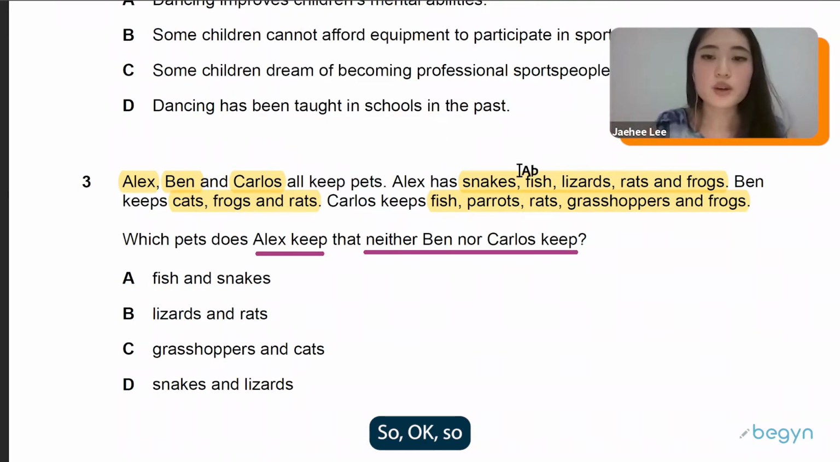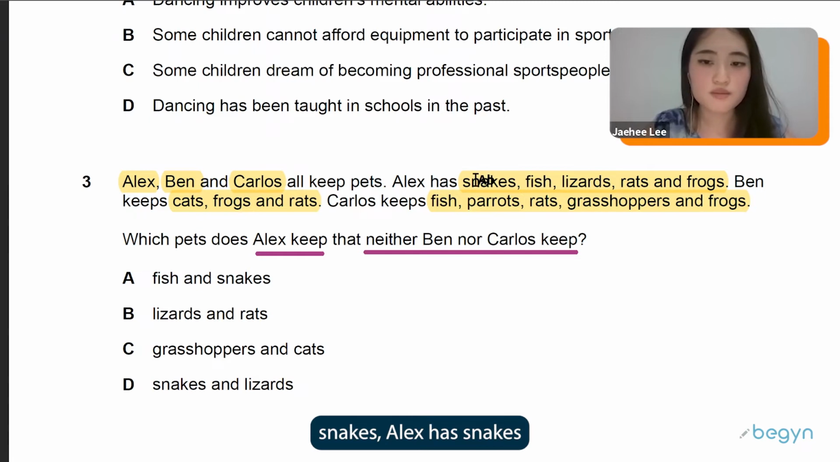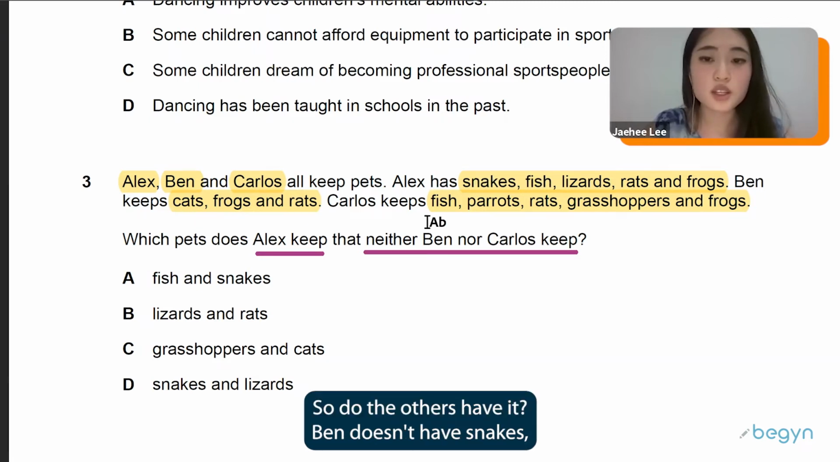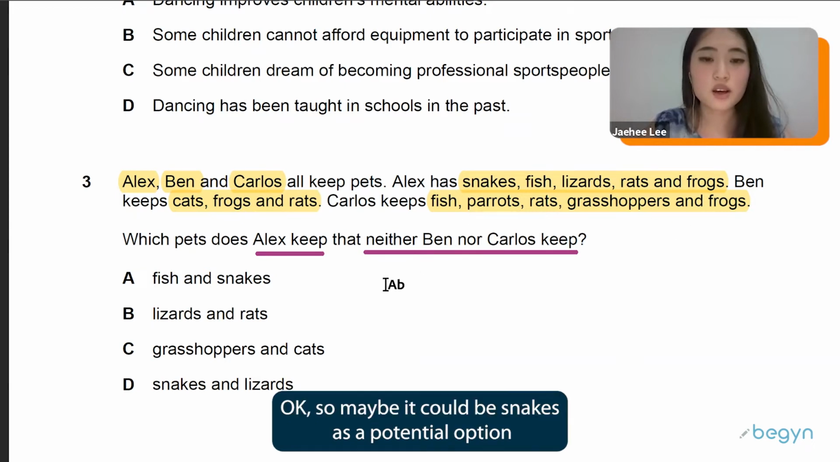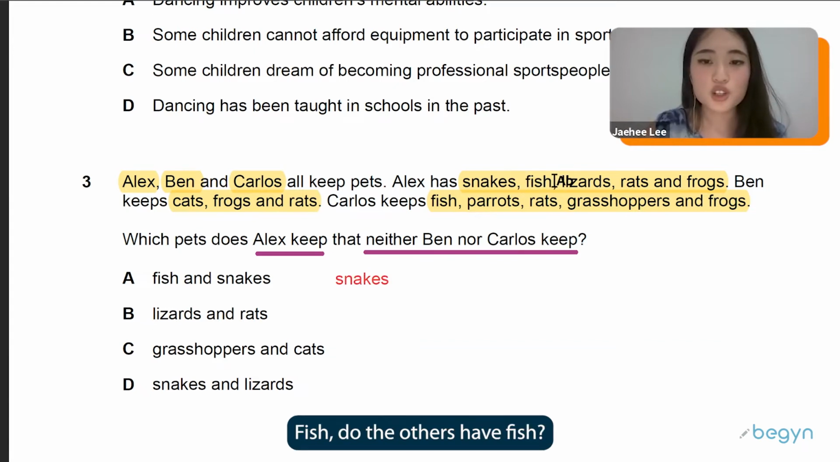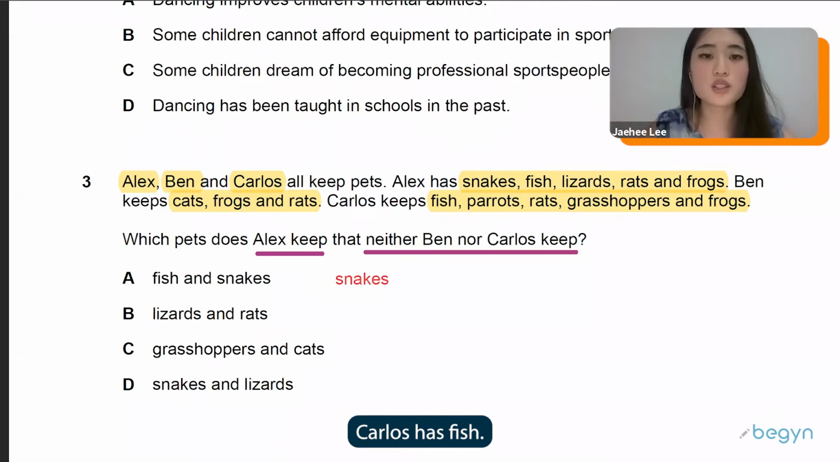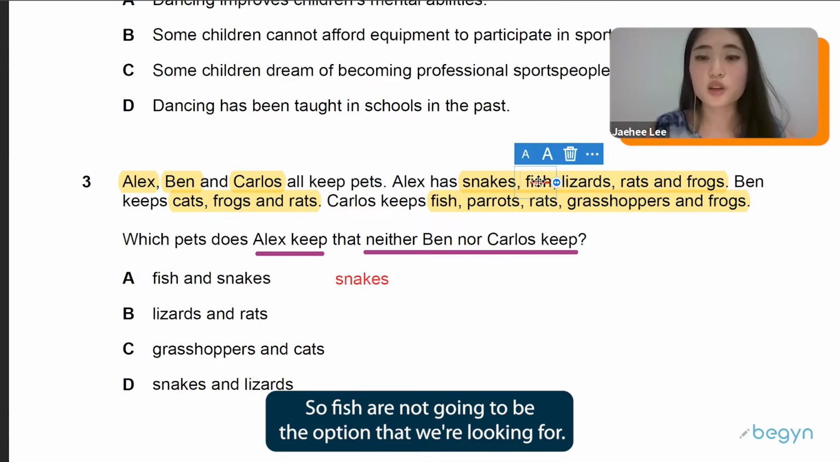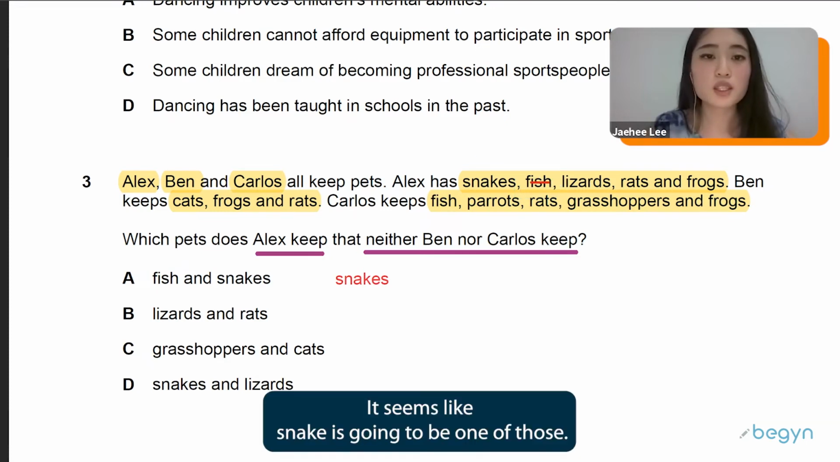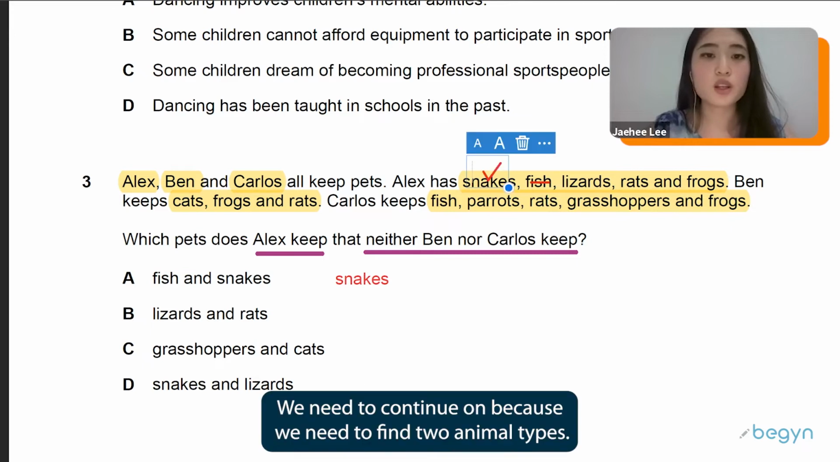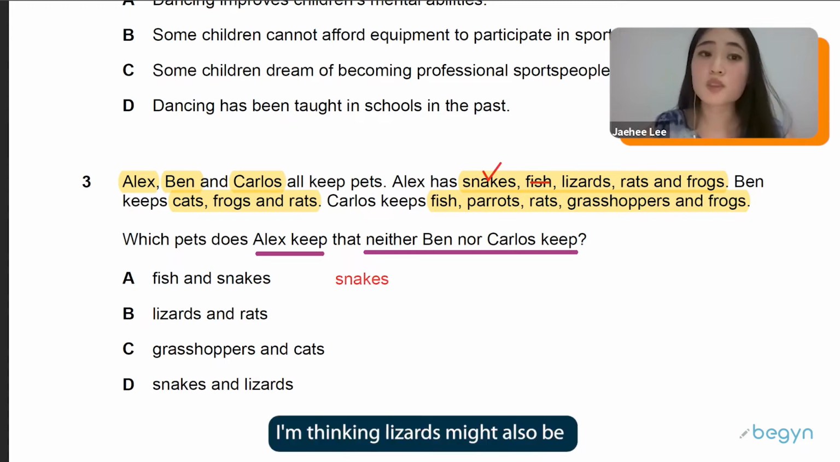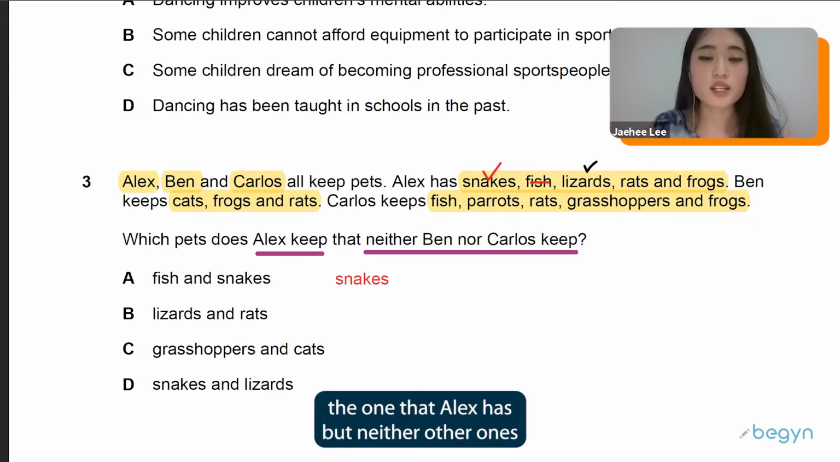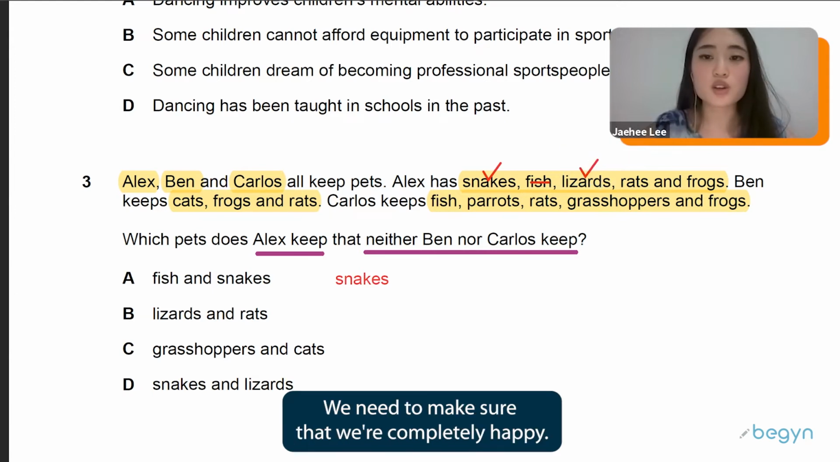Okay, so let's have a look. Snakes. Alex has snakes. Do the others have that? Ben doesn't have snakes. Carlos doesn't have snakes. Okay, so maybe it could be snakes as a potential option. I'm just going to keep that there. Fish. Do the others have fish? Carlos has fish. And again, we're looking for an animal or a type of animal that the others don't have. So fish are not going to be the option that we're looking for. It seems like snake is going to be one of those. We need to continue on because we need to find 2 animal types. Lizards. I'm thinking lizards might also be the one that Alex has that the others don't, but we need to make sure that we're completely happy.